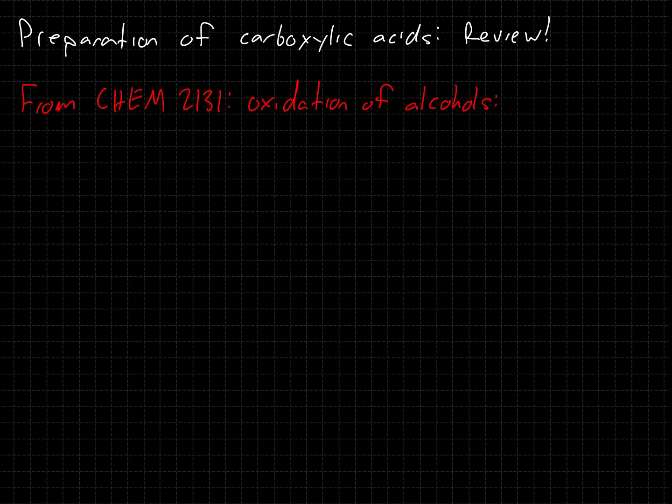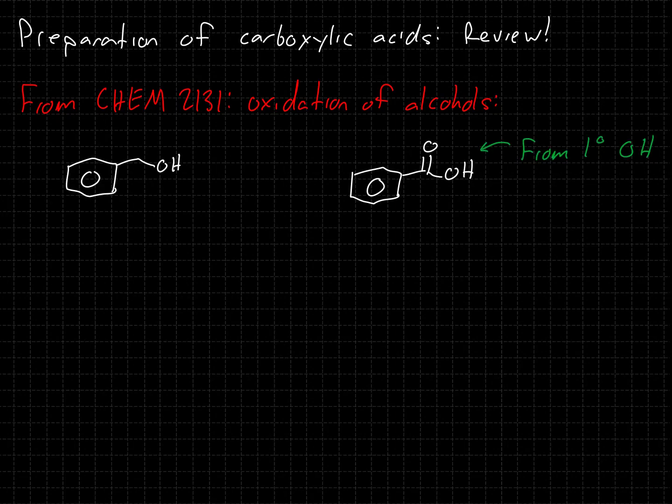So first, from Chem 2131, we might remember the oxidation of alcohols. Here, if we have a primary alcohol, we can oxidize it to a carboxylic acid by doing the Jones oxidation. This is treating it with a chromium-6 salt in the presence of a strong acid in aqueous solution.